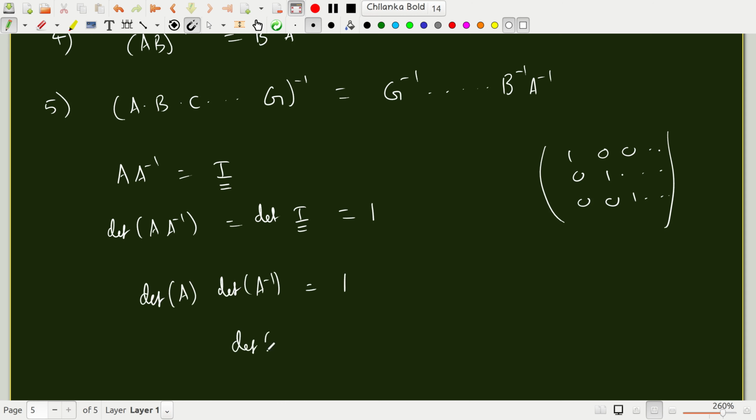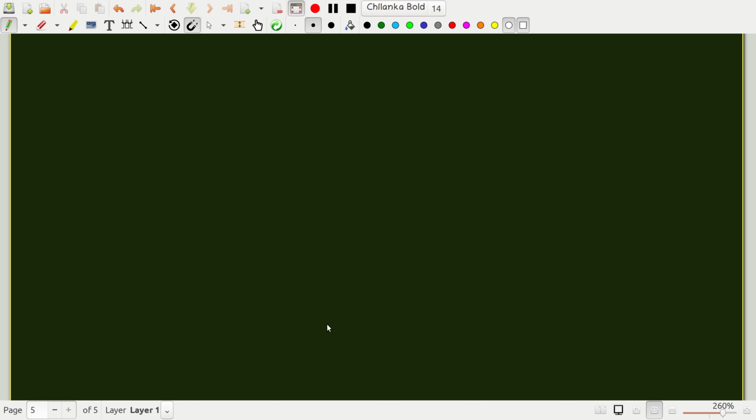So determinant of A inverse is 1 over determinant of A. Okay, so these are some of the properties of determinants of a matrix. Okay, so the last topic that I'm going to discuss today, in this module, is the rank of a matrix.